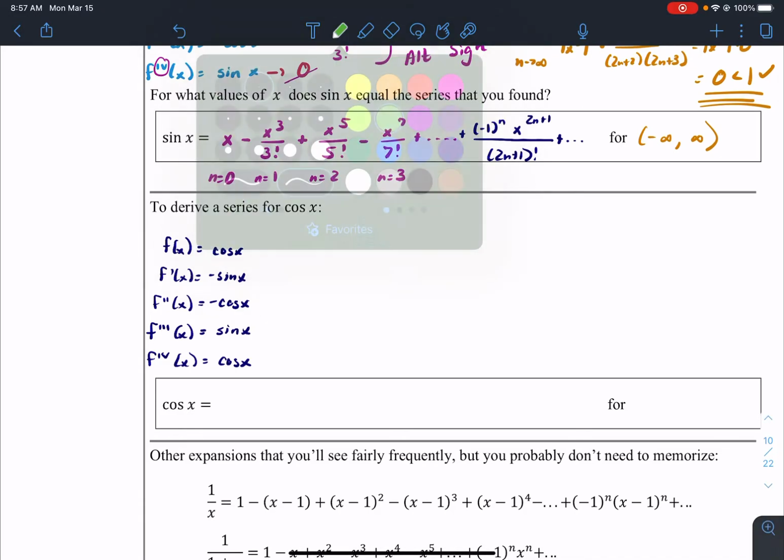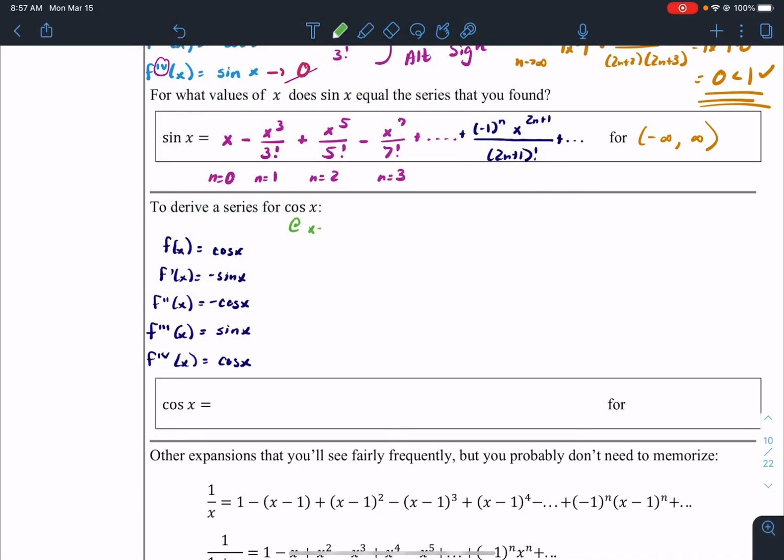Remember, this is a Maclaurin series, so we're dealing with the center being at x equals 0. So cosine of 0 is 1. All of the sine of zeros are going to give me 0. So that one's going to be 0, this one's going to be negative 1, that one's going to be 0, and then my pattern is going to start to repeat.